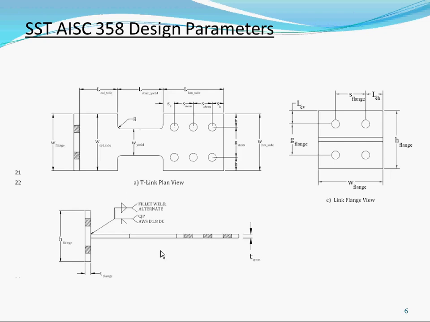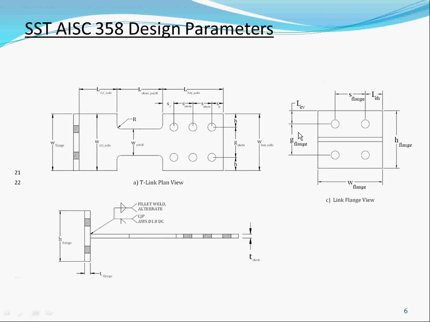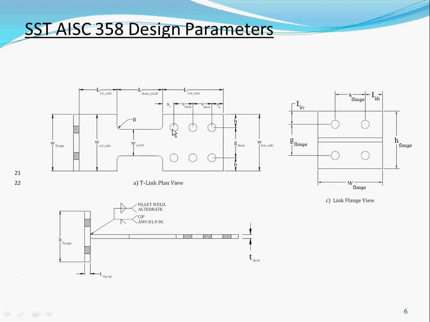So these are some dimensions. G is the flange width, and S is the spacing of the bolts. So these are some of the parameters. There's a link flange, link stem. And when I get into it, SC is the edge distance to the column, SB is the edge distance to the beam, and this is the spacing between the stems.